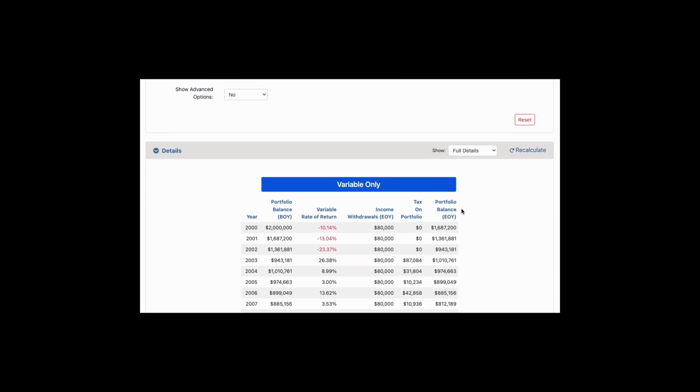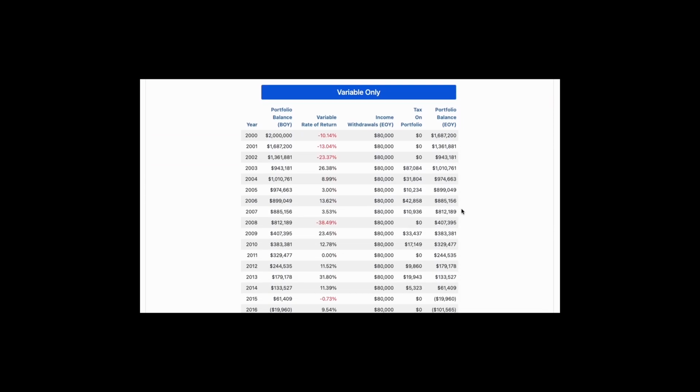What we're going to see is a negative 10% compounded with the retiree having to take out $80,000 for their gas, groceries, and living expenses, which left the retiree at $1.6 million. And over the next 2 years, that same retiree having less than half of their retirement depleted.